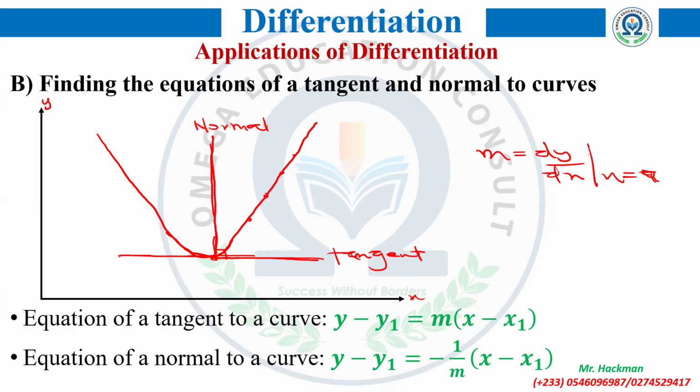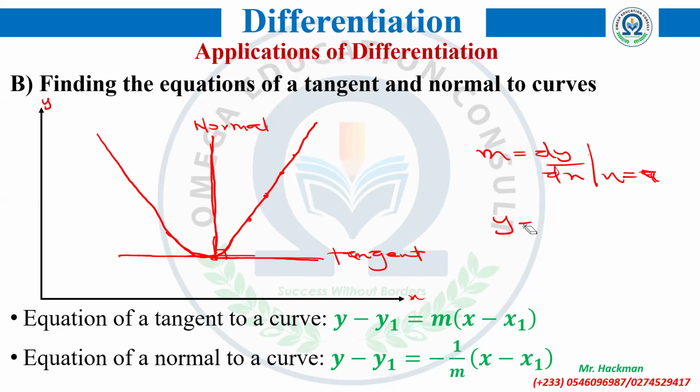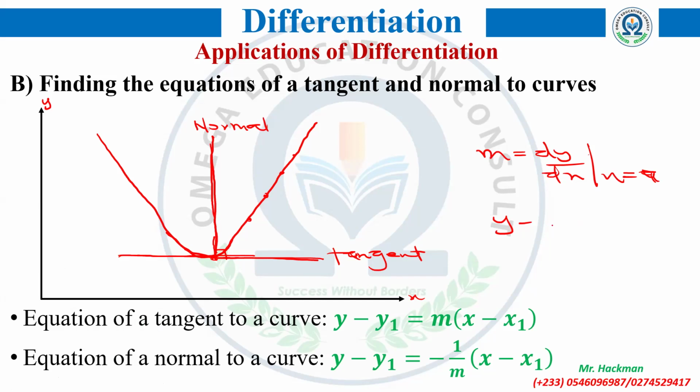So if you want to find the equation of a line, we know the equation of any line is given by, forgive me, let me go back. So the equation will be given by, we always usually use the point slope form. y minus y sub 1 is equal to m into x minus x sub 1.